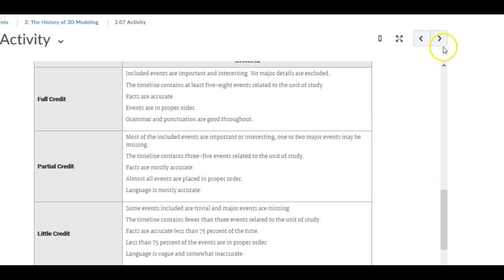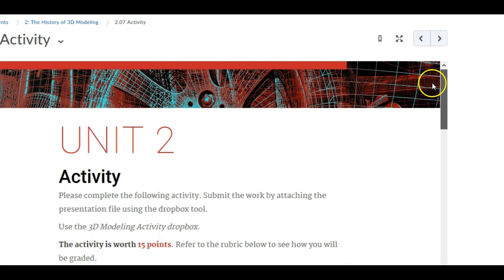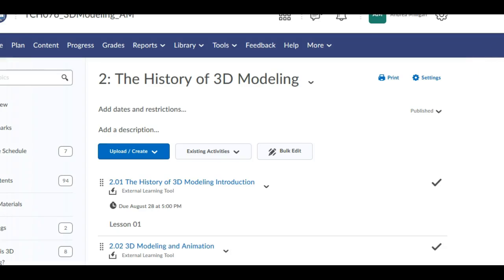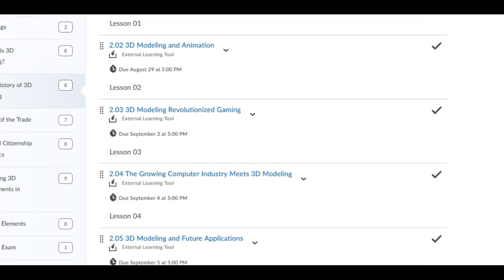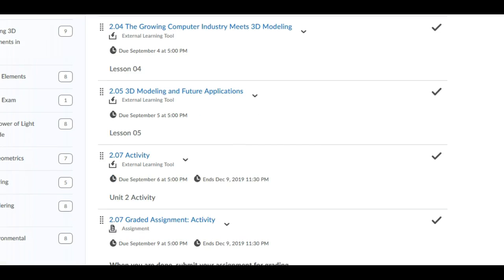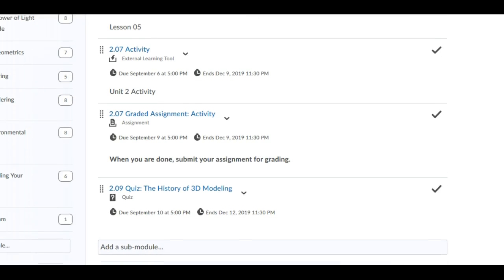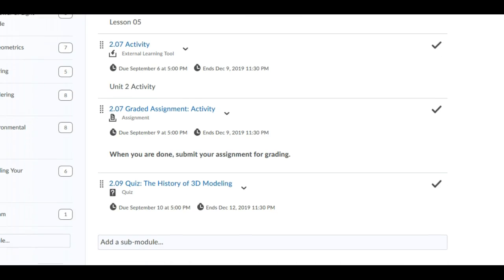So you will have a few days to work on this. It's actually assigned on, let's go back to our content. I haven't had my coffee yet this morning, you guys. So it's actually assigned on the 6th, and then on the 9th is when you will turn it in. So then your assignment is due on the 9th. Have fun with that. I hope you think that's interesting.